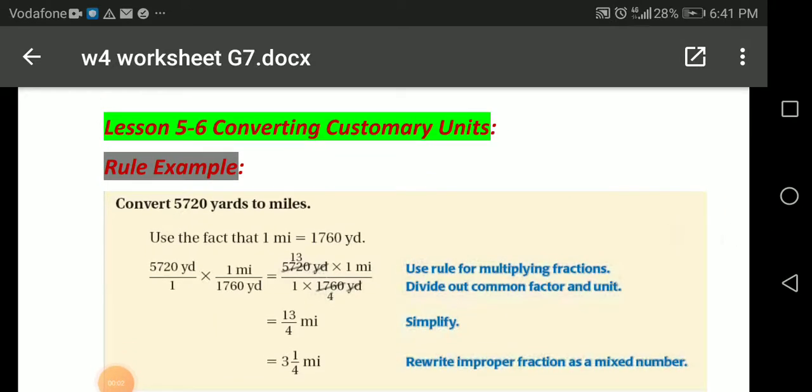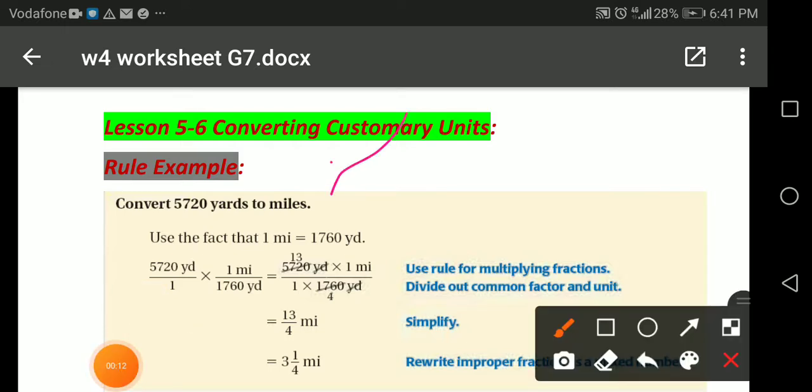Today we're going to have a new lesson. It's called Converting Customary Units. So let's start. The question will come like this: Convert 5,720 yards into miles.